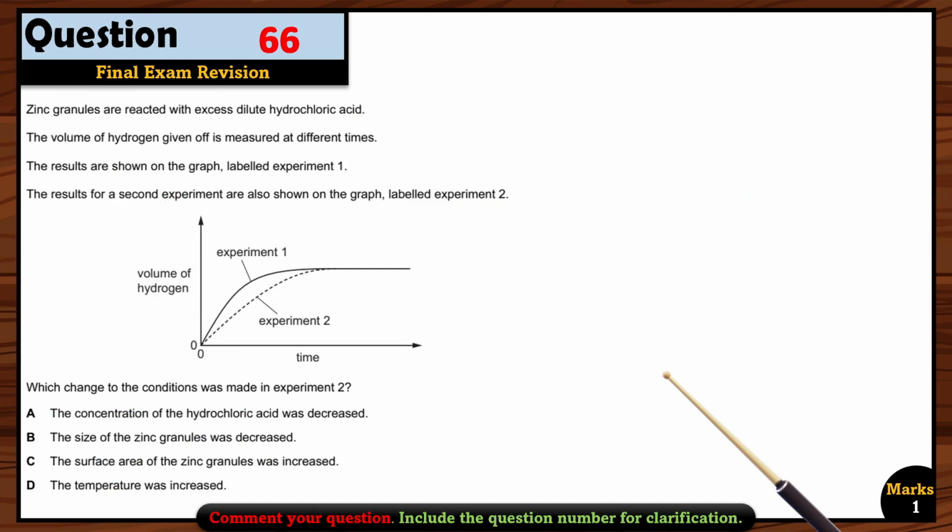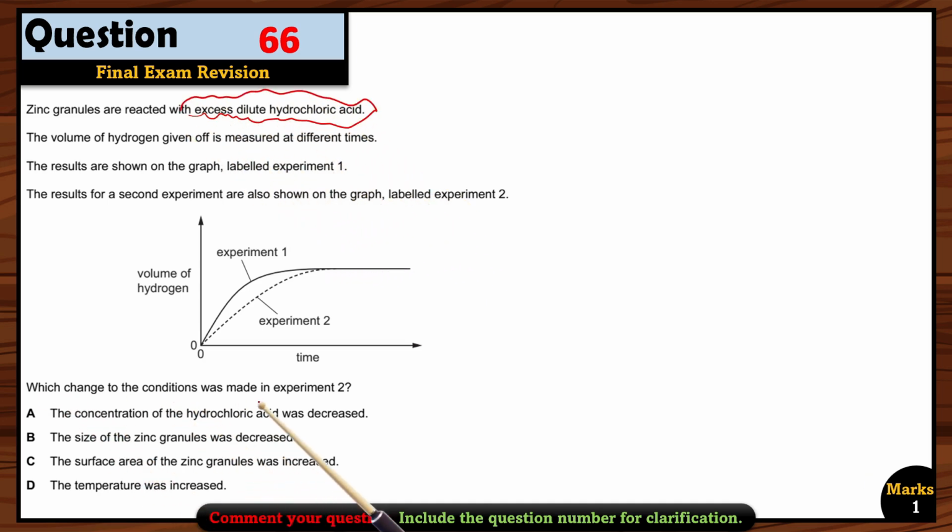Let's see 66. The zinc granules are reacted with the excess dilute HCl. The volume of hydrogen given off is measured at different times. The results are shown on graph labeled 1. The result of the second experiment is also shown on the graph labeled experiment 2. So we have dilute HCl in the excess amount, okay?